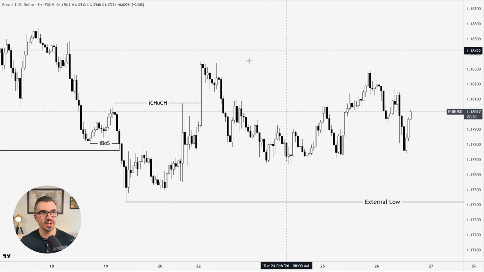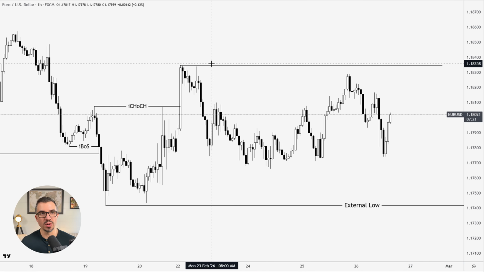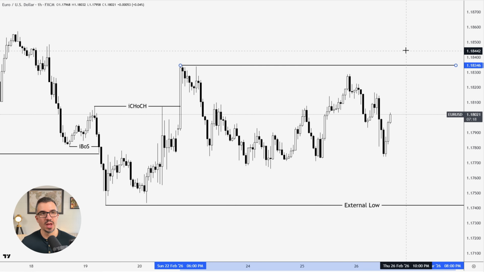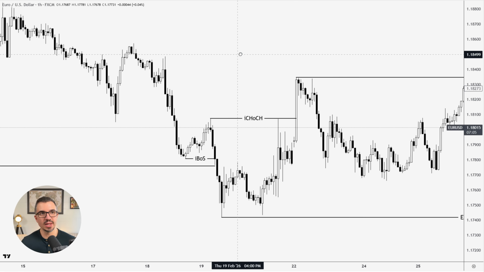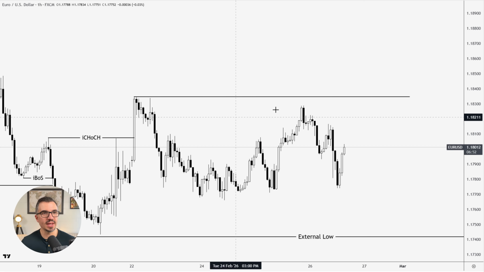Now, internally too, let's just go ahead and complete this since we're on this topic. Internally, this high up here, now that we've had the internal change of character, becomes your internal level that buyers have to take out. So this is the level extending off of this change of character high. In order to get follow through, in other words, in order for us to get another internal BOS here to the upside, buyers would have to take this out.